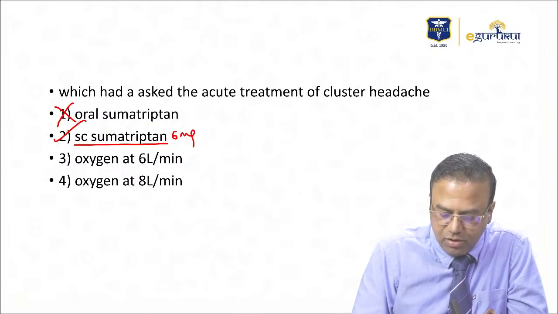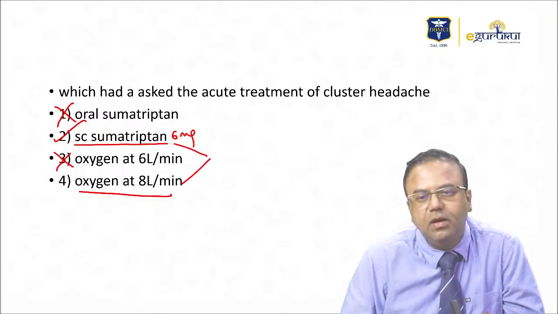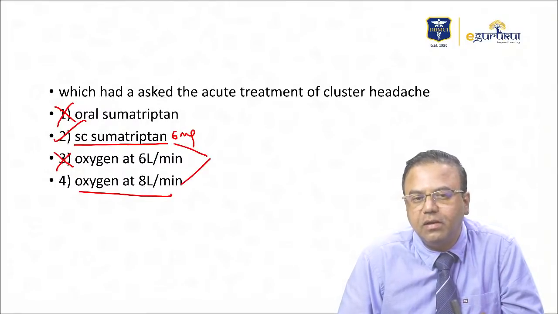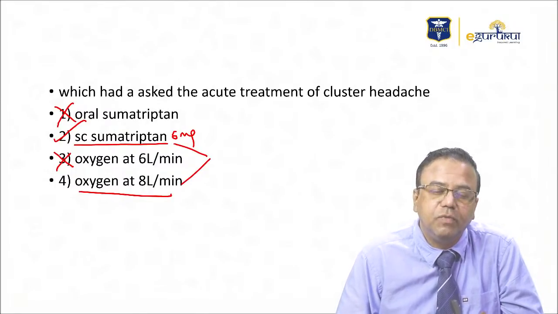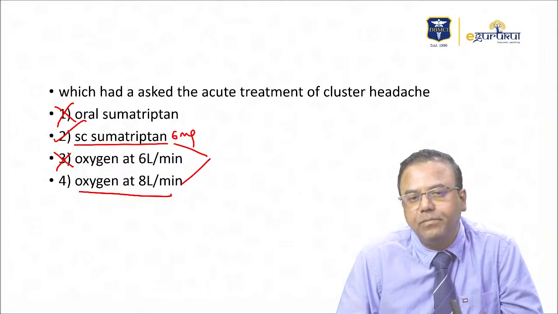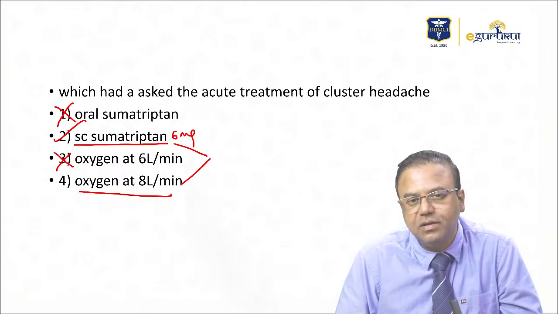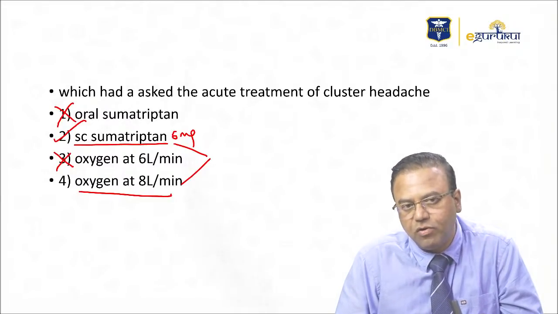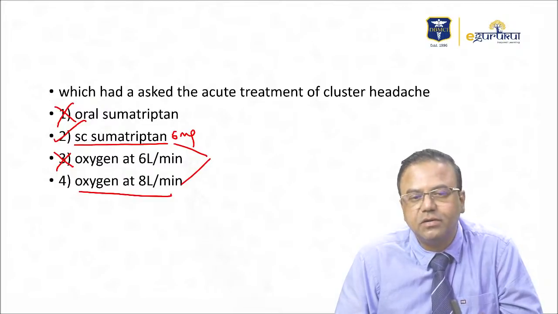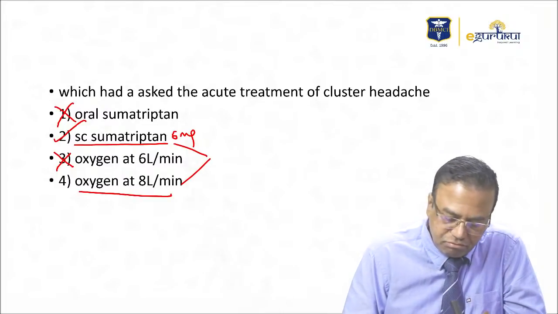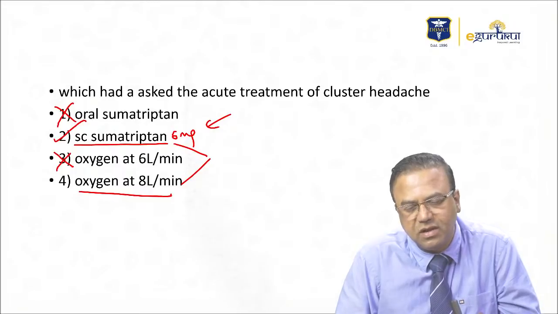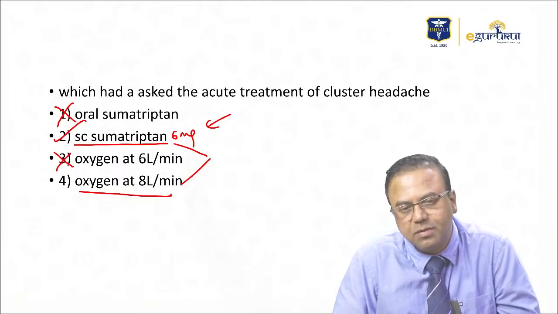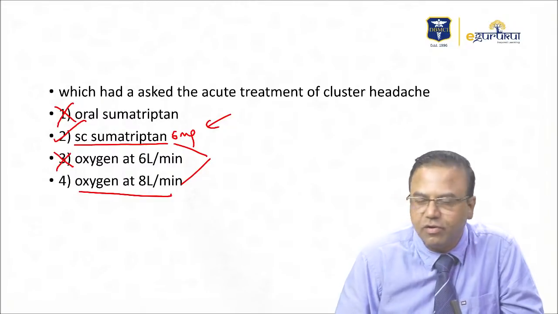You're going to choose between these. Between these also, you can clearly rule out, you're going to test your thing between these two, high flow oxygen and sumatriptan. In high flow oxygen also, they're saying it should be a non-rebreather mask. It should be 12 to 20 liters per minute, not really 8 or 6 liters. So based on the amount of oxygen also, D will not be the answer. So based on the article, plus I've seen other references also, my answer would have been subcutaneous sumatriptan. You're free to differ, obviously.